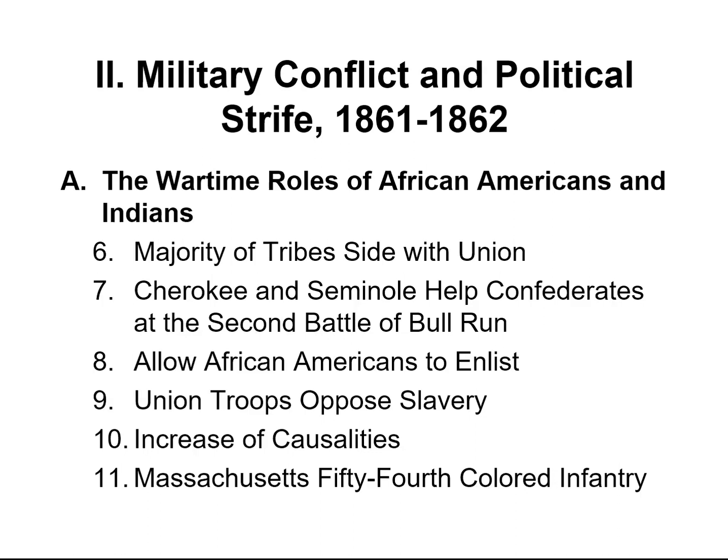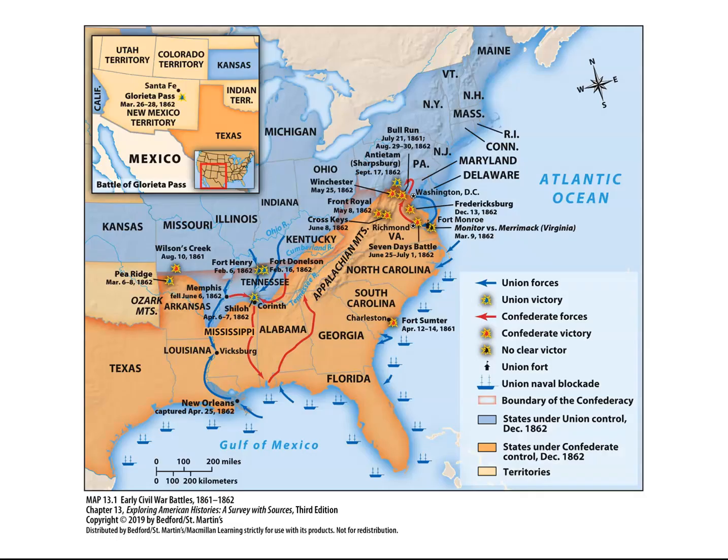The steady increase in the war's casualties meant that the Union would need more recruits to sustain the fight, which also helped to persuade Northerners to support African American enlistment. By 1863, tens of thousands of African American troops, including the Massachusetts 54th Colored Infantry, were contributing to Northern victories.